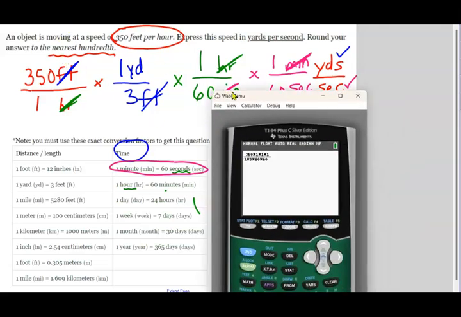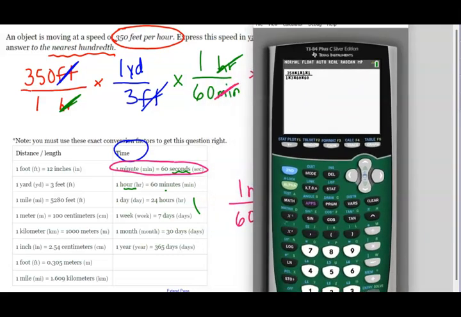In case you can't see it, there we go. So 350 times 1 times 1 times 1, 1 times 3, yep. So I'm going to go ahead and press enter, and I get 7 over 216.